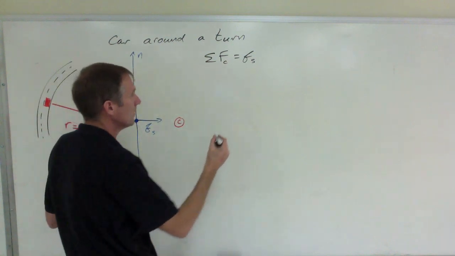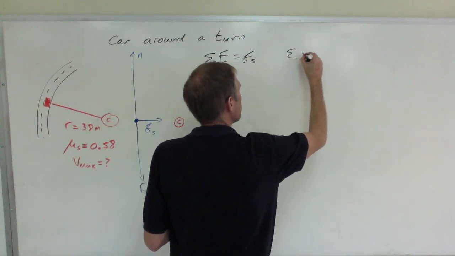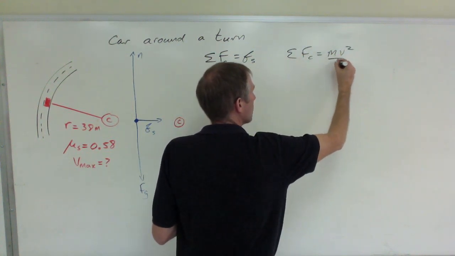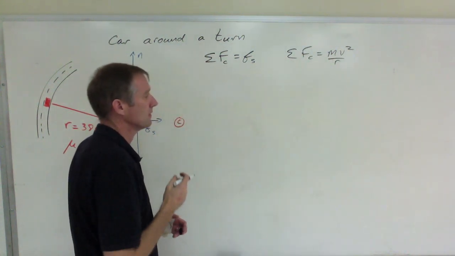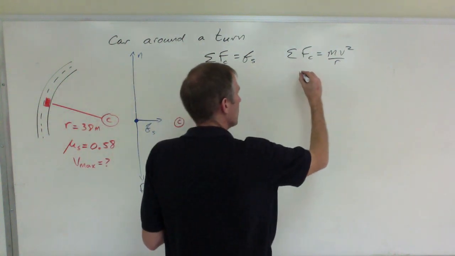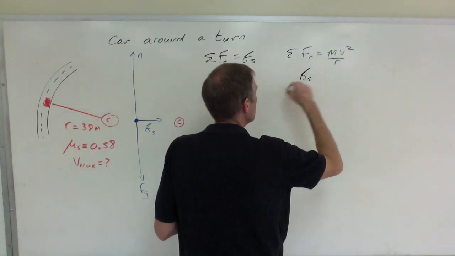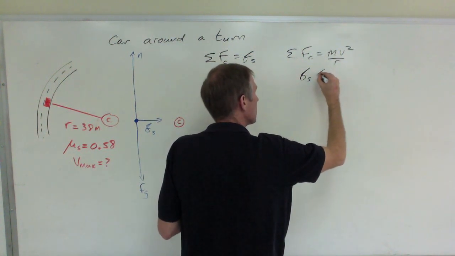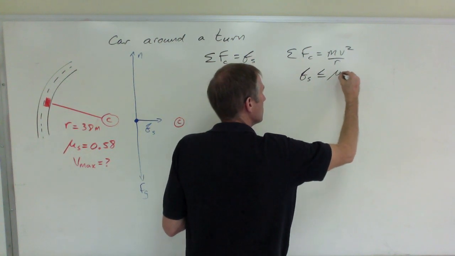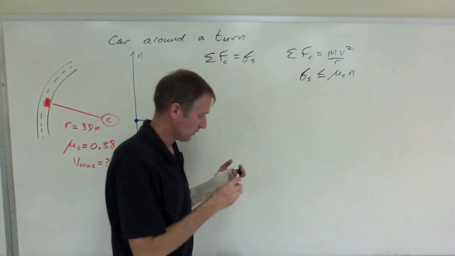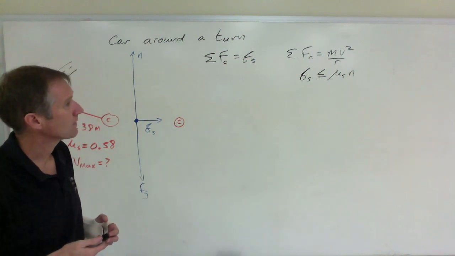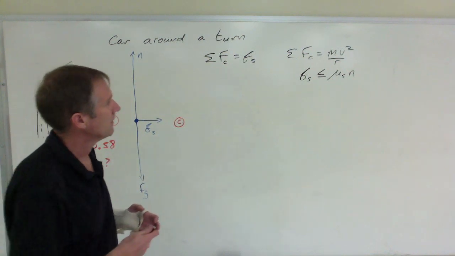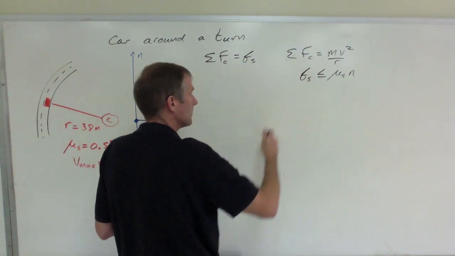Well, two things here. We know that centripetal force is equal to m a_c, which is mv squared over r. We're looking for that maximum speed. And we also know that static friction is less than or equal to mu times the normal force. All right, so it's the static friction that provides the centripetal force.